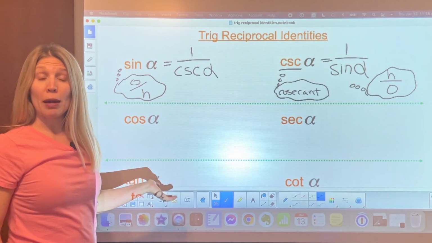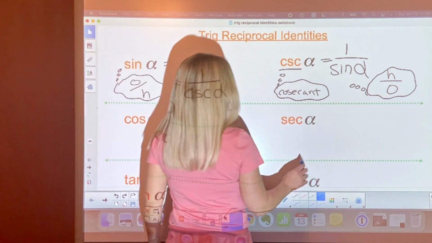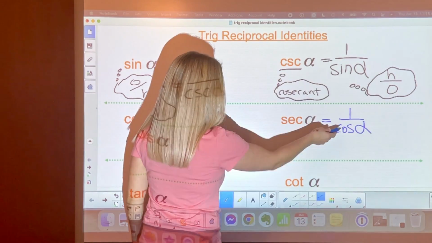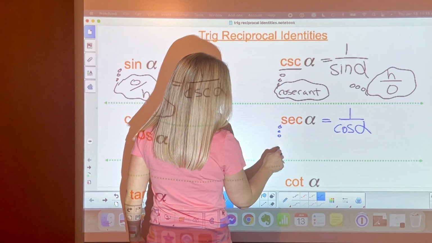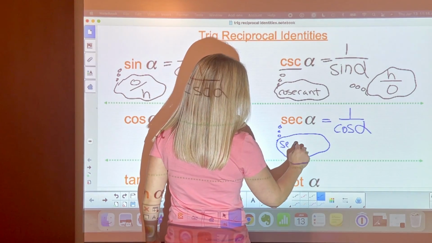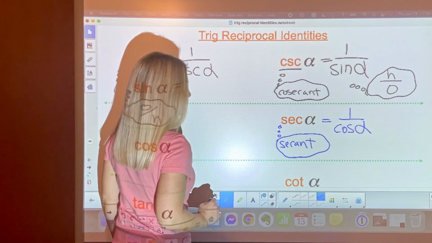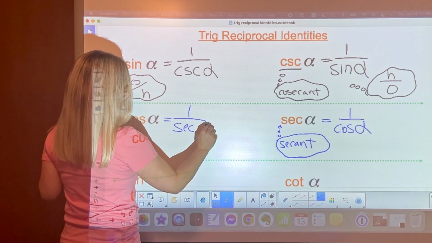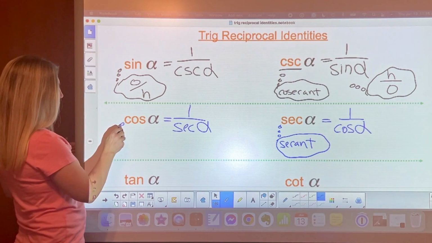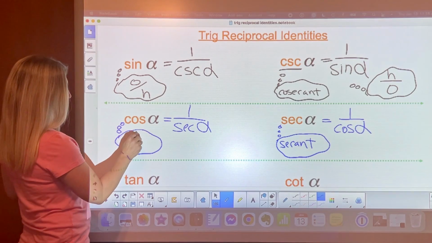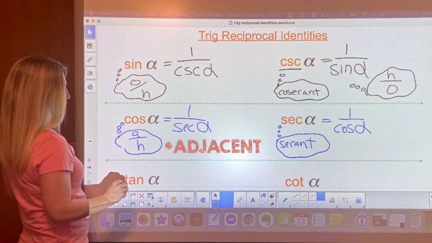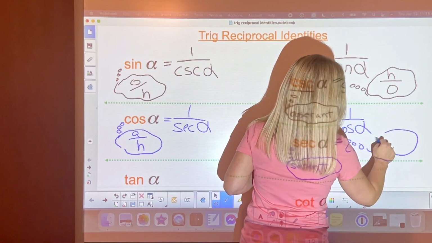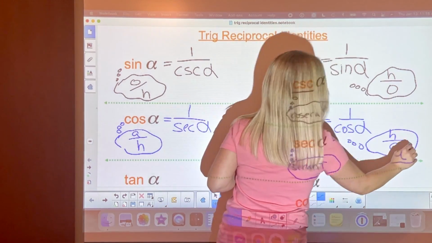Okay, so next let's talk about cosine. This one is called secant. So secant is actually 1 over cosine of alpha. That's just our angle. So the way you pronounce this is secant. So cosine over here is actually 1 over secant of alpha. And remember, cosine is adjacent over hypotenuse, which means secant is going to be your hypotenuse over your adjacent side.